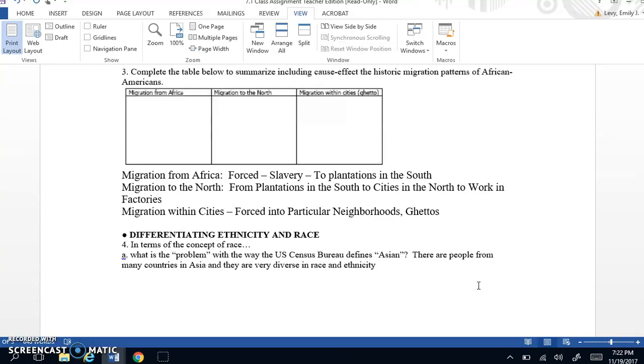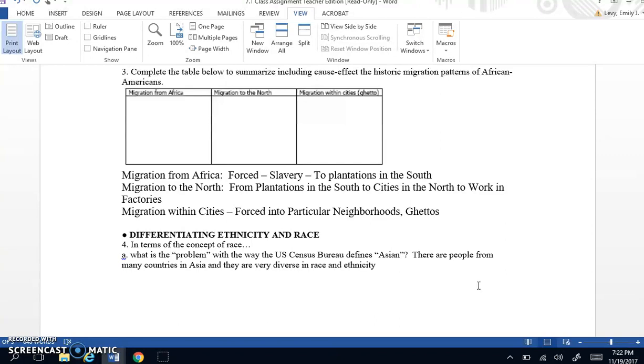Then the interregional migration scale would be migration from the plantations and areas in the South to work in factories and cities in the North. Many people left because there was no opportunity for them in the South. They escaped discrimination and segregation and racism. And finally, on the intra-regional scale, the 3rd phase would be migration within cities. This was in cities in the north. They were forced into particular neighborhoods, what we call ghettoization.